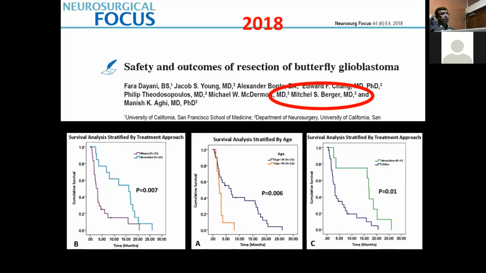2018, Mitch Berger. Mitch Berger is the man of glioma in the world. And he published lots of papers. His main work is about gliomas. And look at this, the biopsy and the craniotomy. Overall survival, survival-free. It is well documented. Yet somebody would stand and say a biopsy.